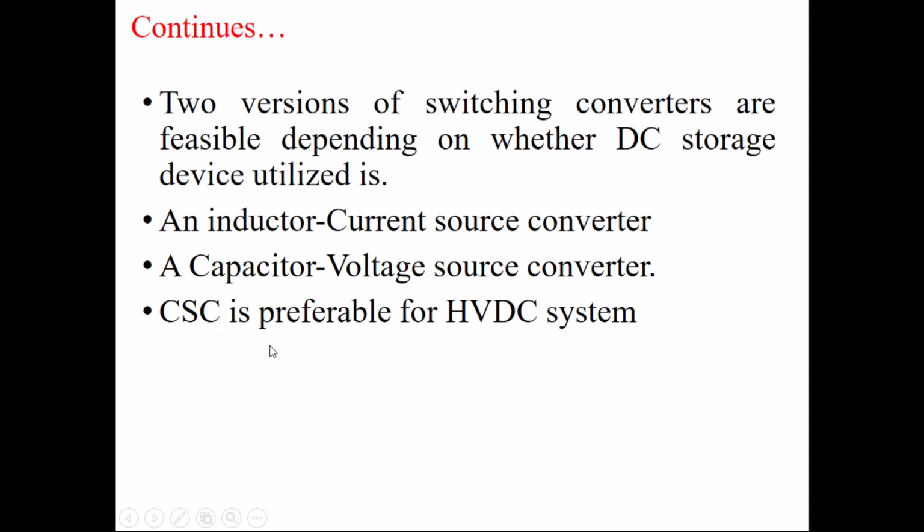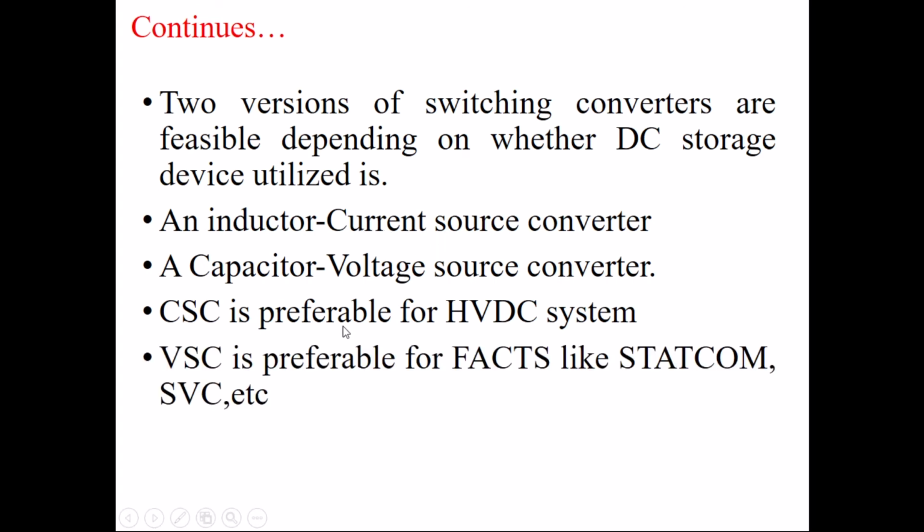Generally in the HVDC system, we prefer to use the current source converter. The reason is that we control the voltage for controlling the power in the HVDC system and keep the current constant in the DC line. So we require constant current in the HVDC system, and because of that we use the current source converter, since it provides constant current. But the VSC we can use in FACTS devices like STATCOM and SVC, which are required for compensation. In that case, we use voltage source converters.